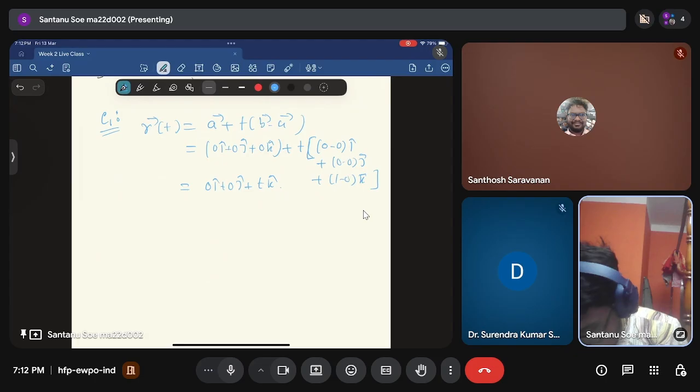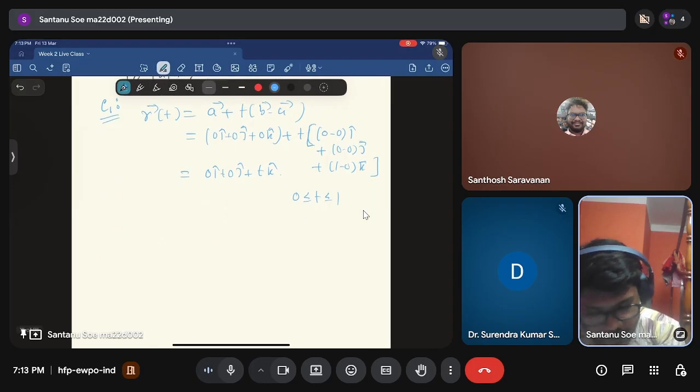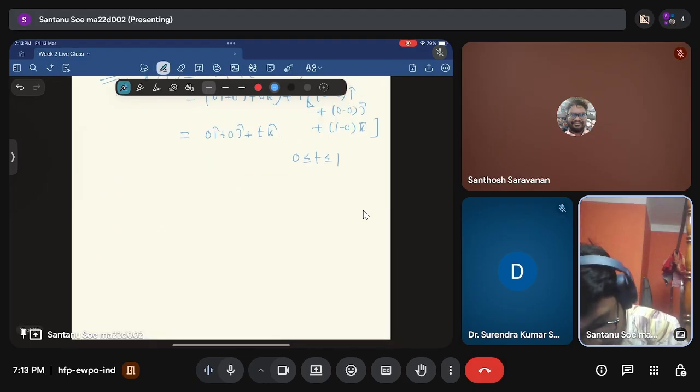Now here t will vary from 0 to 1. Because if you just put t equals 0, you will get the point a, and if you put t equals 1, then a will get cancelled out and you will get r of t to be the last point b. Joining the points a and b, you will get if you vary t from 0 to 1. So this is simply t k cap.